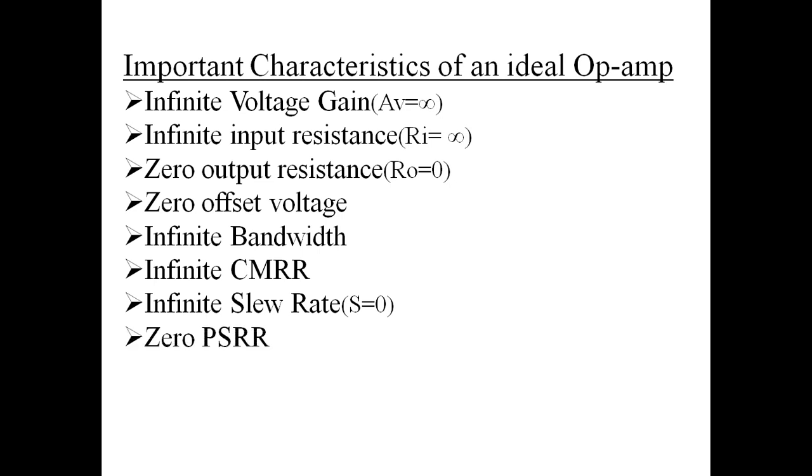Next important characteristic, zero PSRR. What do you mean by PSRR? PSRR stands for power supply rejection ratio. PSRR is a parameter which specifies the degree of dependence of the operational amplifier output on changes in the power supply voltage. For the ideal operational amplifier, PSRR is equal to 0. That means the output voltage does not change due to fluctuation in supply voltage.